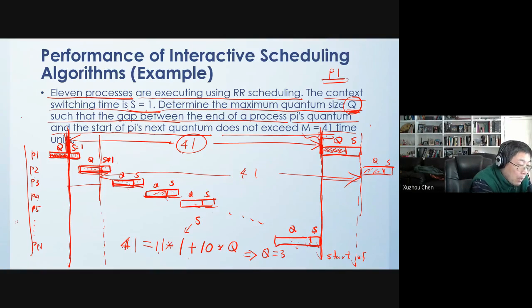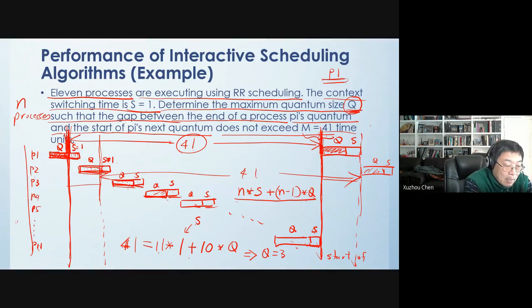Okay, so typically if you have n processes, that means the time between the end of the current time quantum to the beginning of the next time quantum is basically n times the context switching time plus n minus 1 times the time quantum. Now in this particular case, n is 11, so it's 11 times the context switching plus 10 times the time quantum, and the condition says it does not exceed 41. So then you can say assume it's 41. Okay.